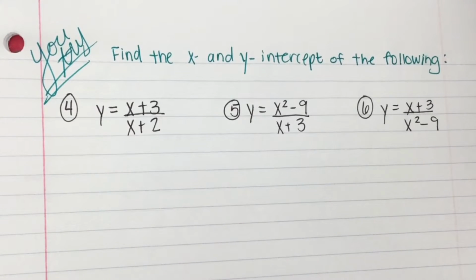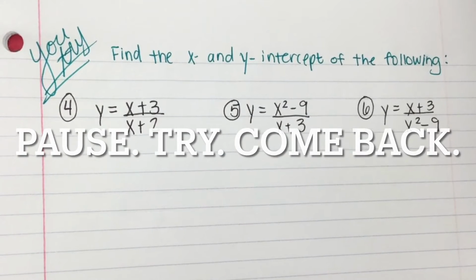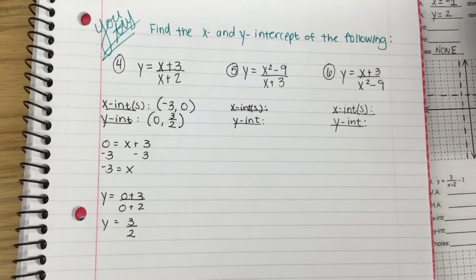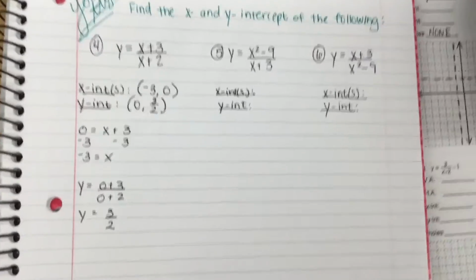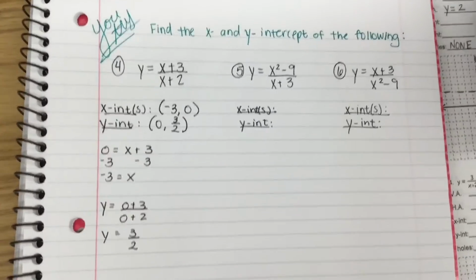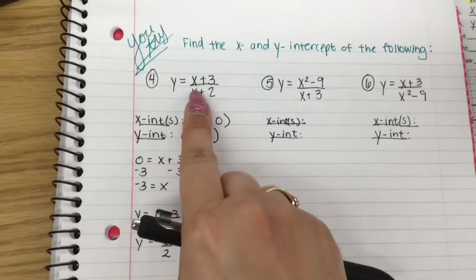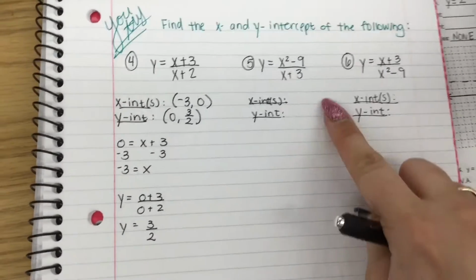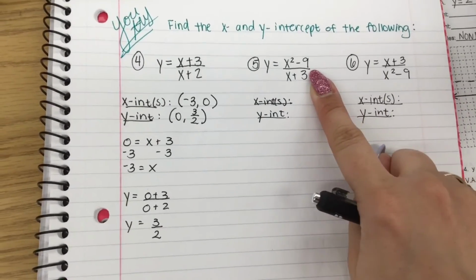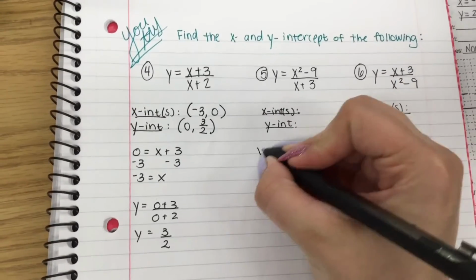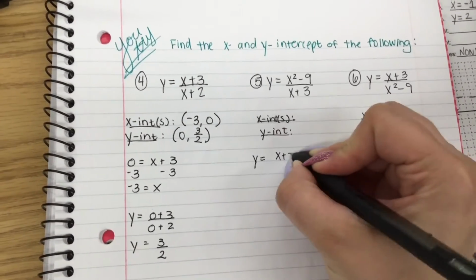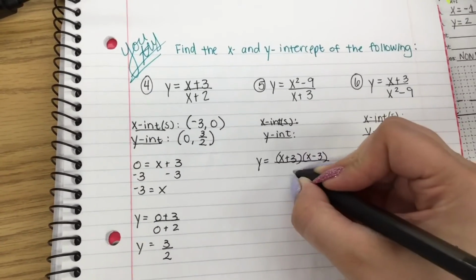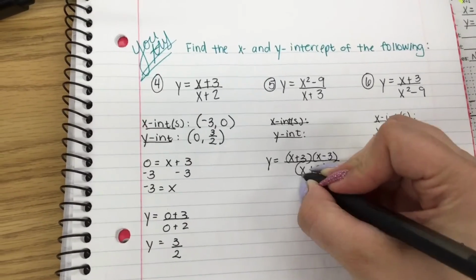Pause the video here, try the first one, we'll look at the answer, and then you can keep pausing and trying and checking. All right, so for number 4, your x-intercept should be -3, 0, and your y-intercept is a fraction, 0, 3/2. I set the numerator equal to 0 to get the x-intercept, and I substituted 0 in for x to get the y-intercept. Remember that for number 5, this numerator factors into x plus 3, x minus 3. That's called a difference of squares. You need to know how to factor to move forward in your math career.